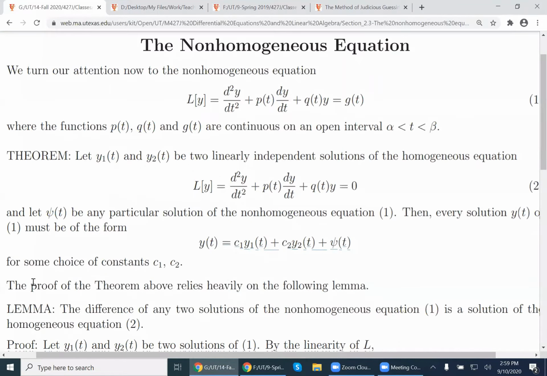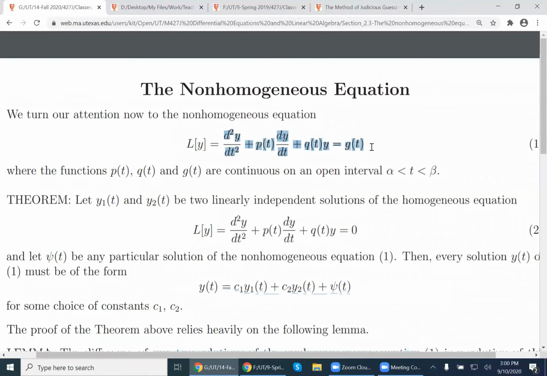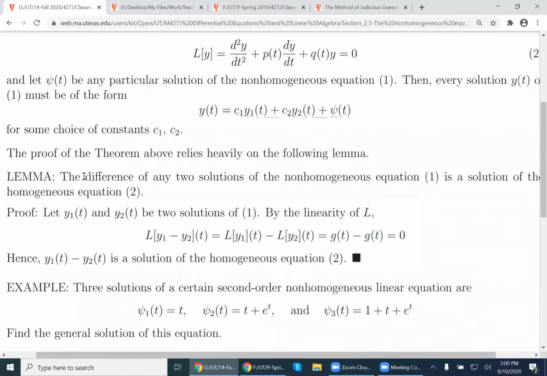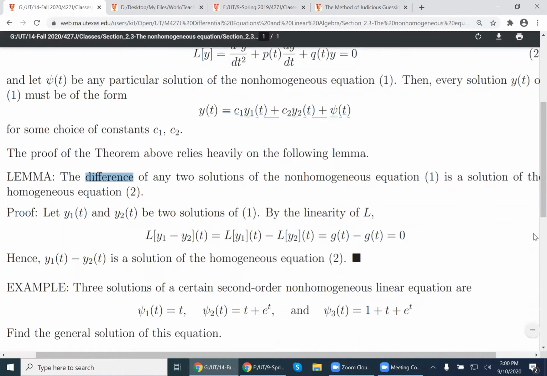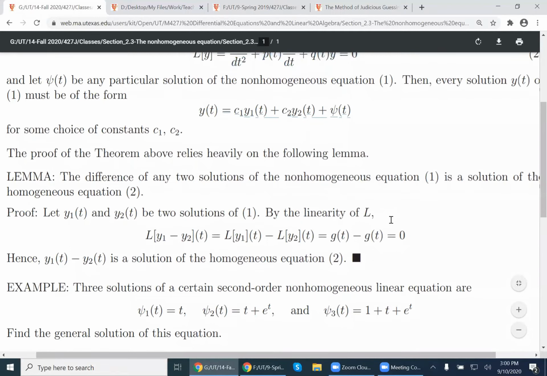All right. So, as I said, we do not prove this theorem here, but the proof of this theorem relies on this lemma. Please take a look at this lemma. If we consider any two particular solutions of our non-homogeneous equation and find their difference, this difference is a solution of the corresponding homogeneous. Here's how we prove it.